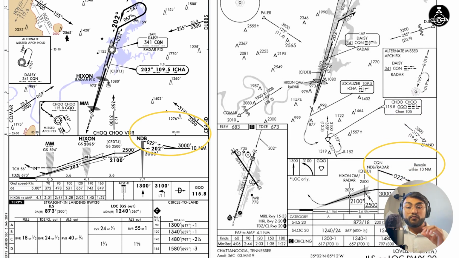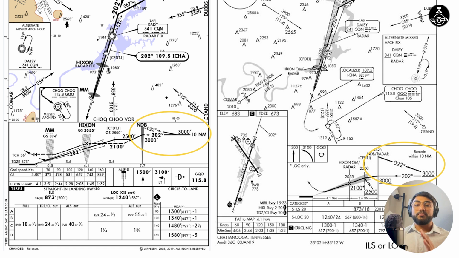Then look at the profile view to know the distance from the procedure turn fix. Once you are established on the final approach course, you talk about the final approach course using the profile view. What is the final approach fix? What is the glide slope interception altitude? What is the altitude for non-precision final approach fixes?